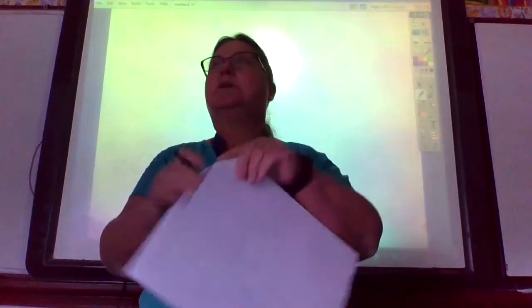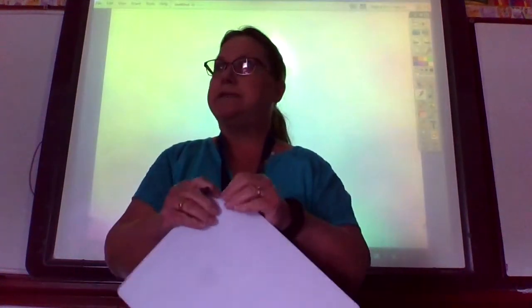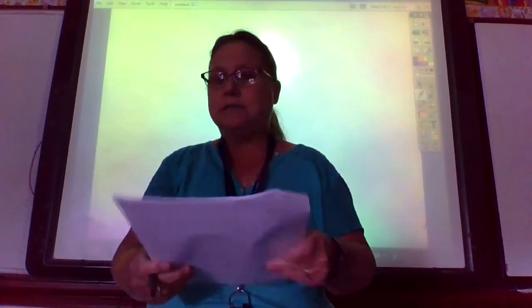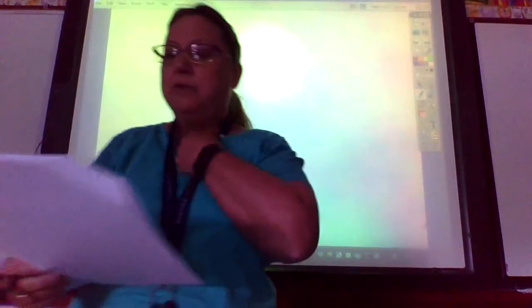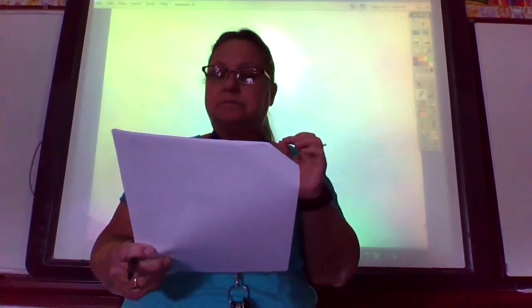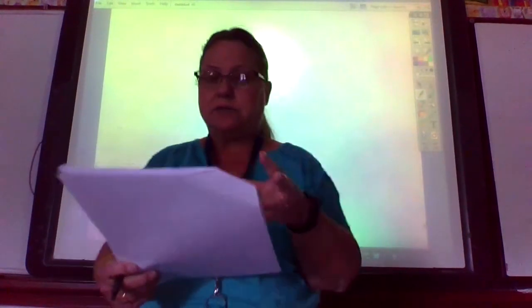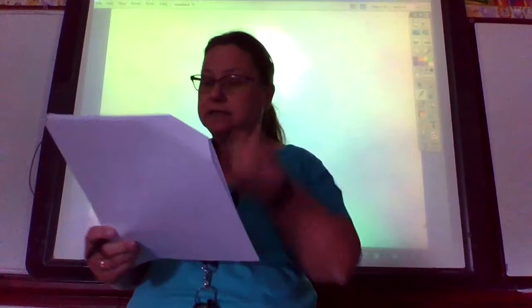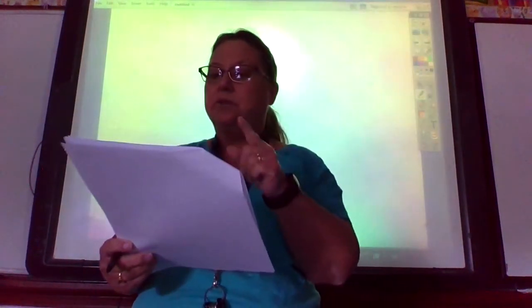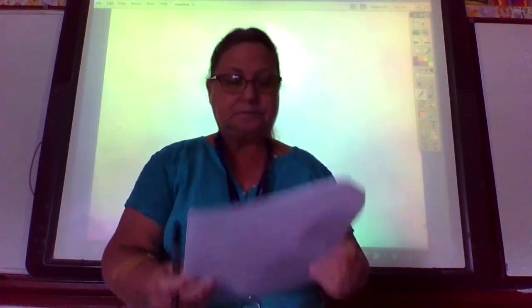So if you could get your first sprint out, Sprint A. If you look at this sprint, we are adding centimeters together. And then in the second column, we are adding centimeters to get to a meter. So you have to remember how much 1 meter is, and we talked about that yesterday.